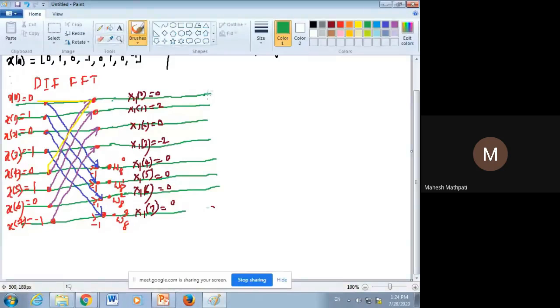It is a 4-point computation, right? So how are we doing the 4-point computation? Let me complete this first 4-point. Do the cross check, 2 check cross.